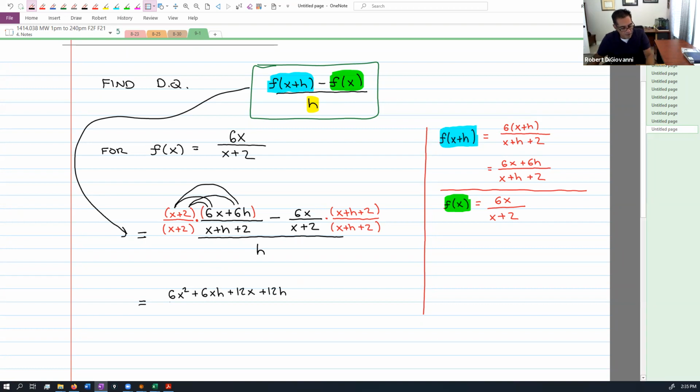Now, all of that is over the common denominator, which I'm not going to multiply out. I'm just going to leave this as the x plus 2 times the x plus h plus 2. So all I've done here, this right here is this. Any questions on that step?